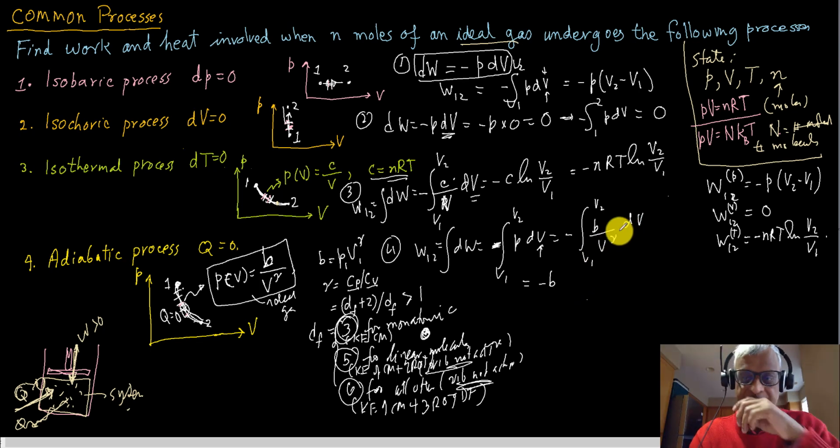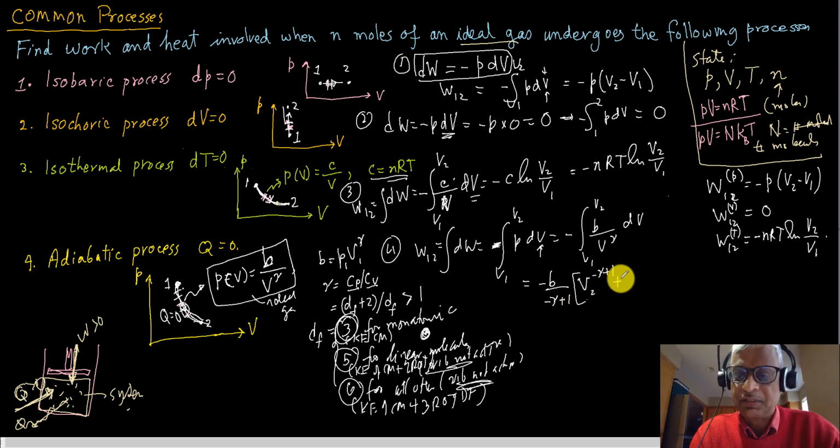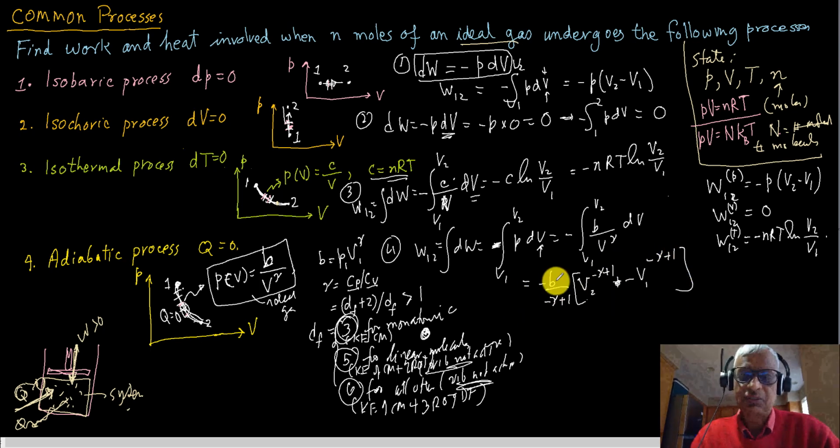you integrate, so V to the minus gamma gives V to the power minus gamma plus 1 over minus gamma plus 1, evaluated as V2 to the power minus gamma plus 1 minus V1 to the power minus gamma plus 1. B is V1 to the power gamma times P1, so you can actually write this a little more simply. Take this minus with this minus, make it plus.